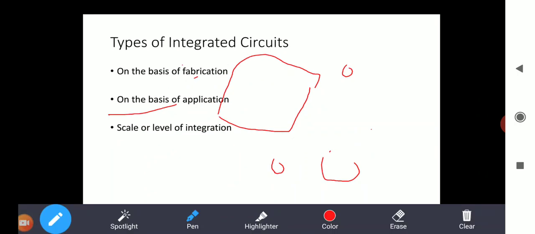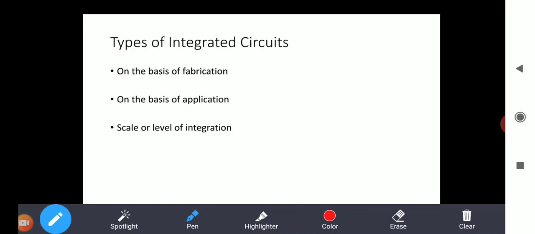Yes, I already told, these types of integrated circuits are based on the fabrication, the basis of application, and the basis of scale or level of integration, or size. On the basis of fabrication, these are monolithic ICs and hybrid ICs.